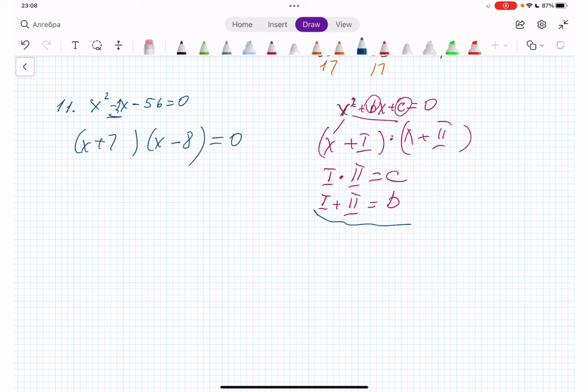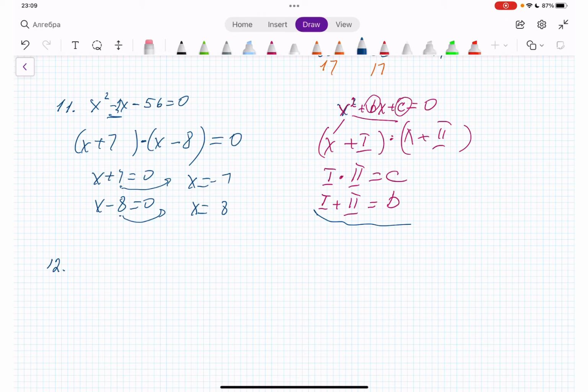Since the product is equal to 0, that means either x plus 7 is equal to 0 or x minus 8 is equal to 0. So from here, x is equal to negative 7 and x is equal to positive 8. Why? Because it was negative here on this side. Moving over, we get positive 8. We had positive 7 here. Moving over, we get negative 7. Okay? Number 12.